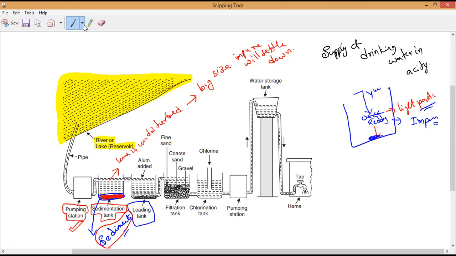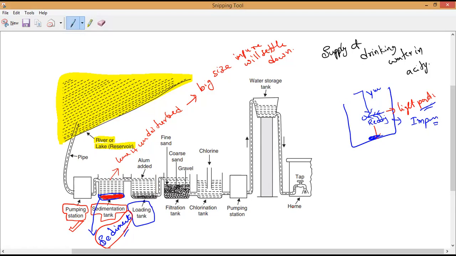So why will they settle down? That is my question. Who will answer? When Johan jumps onto Reddy, why will they settle down? Reddy, heavyweight, very good. The same phenomenon we are using here.